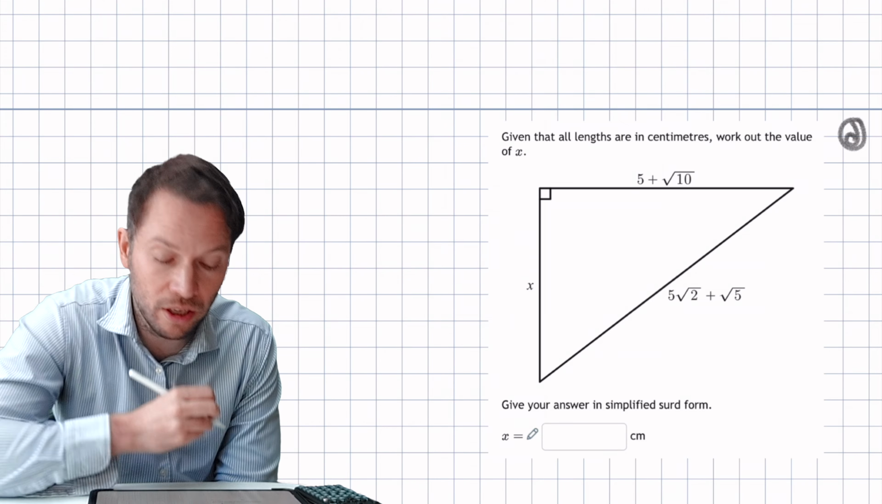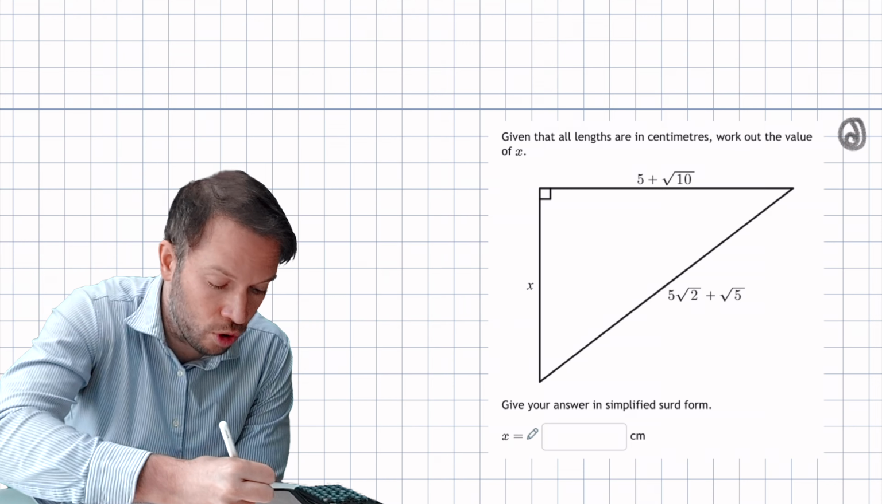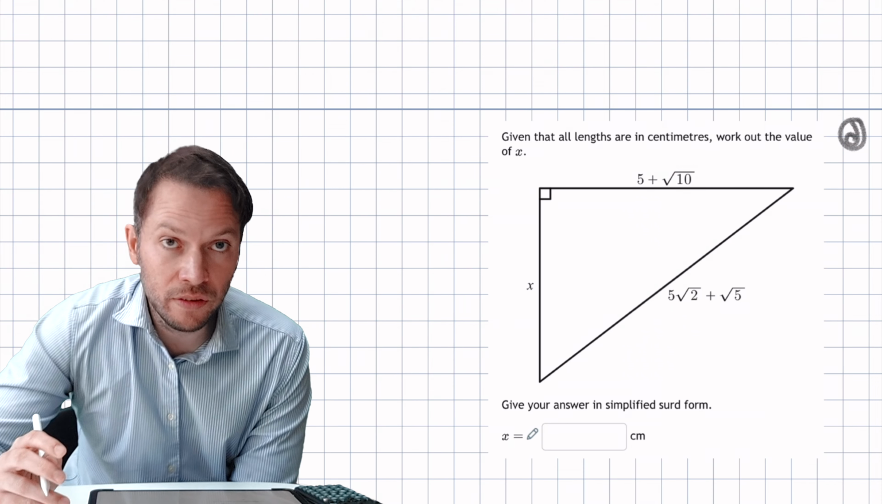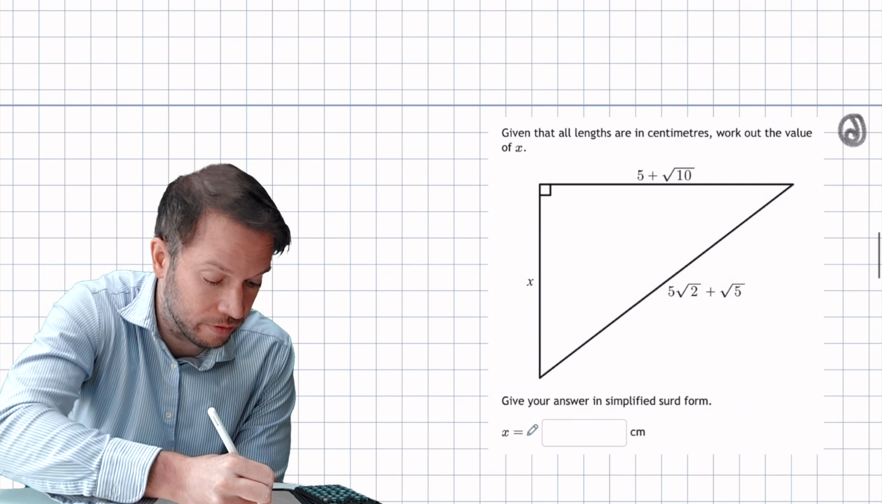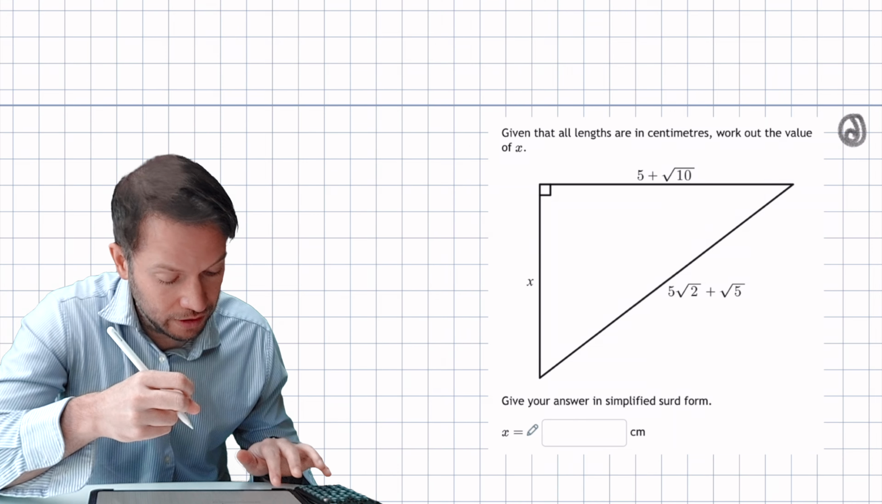Hi, in this video we're going to find the side length of a right angle triangle when we've got more complicated surd expressions for the other lengths. And if you haven't seen my videos on how we manipulate surds, remember surds are just square roots of numbers, then please do watch those videos first.